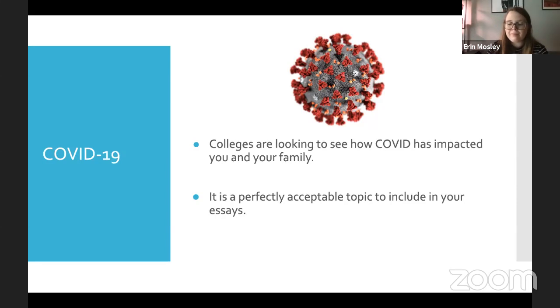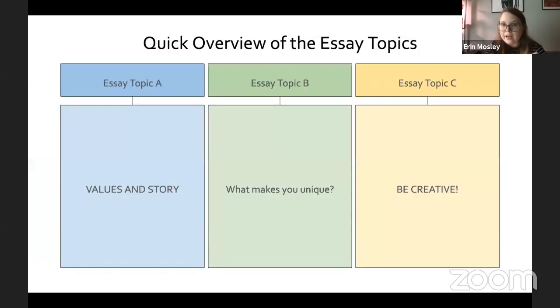So there's that. And now, one last quick overview of your essay topics. Essay topic A, this is the values and story. Essay topic B, this is what makes you unique. And essay topic C is just being creative. So if all you take away from this is this chart, that's fine. You at least know kind of the overall gist of what you're trying to write about.